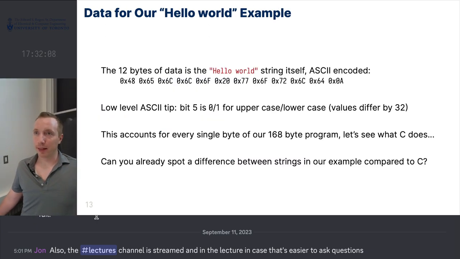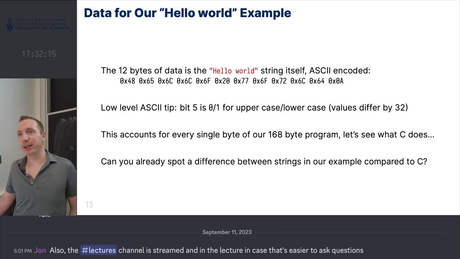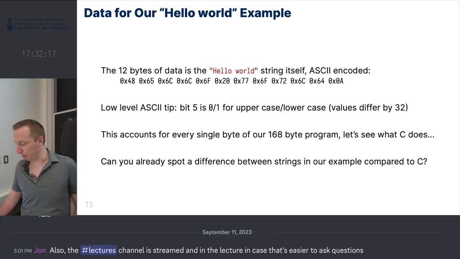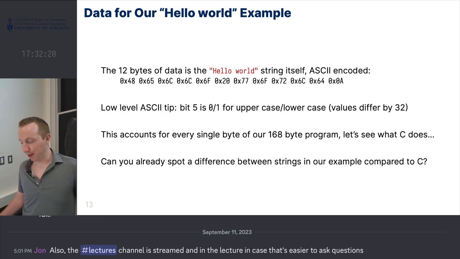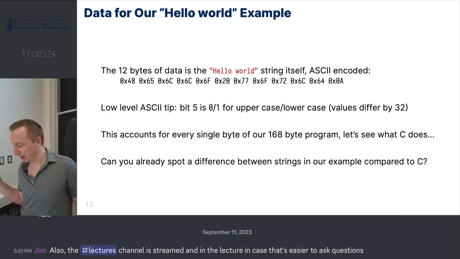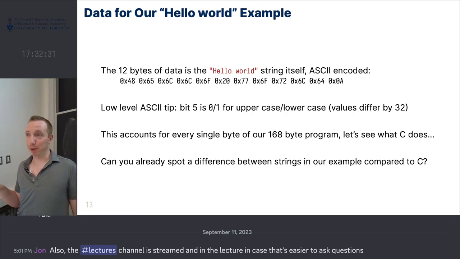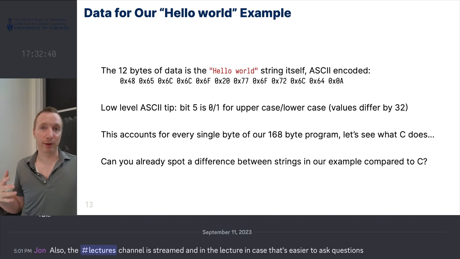So the next 12 bytes, again, are the data. They're ASCII encoded. Do you need to know ASCII encoding? No, not really. Should you know what it is? It probably won't be bad. There's a low-level tip if you ever get really into ASCII because of the way they designed it. If you want to figure out whether a character is upper or lowercase, you only have to check a single bit. So bit 5, if it is 0, it means it's an uppercase. If it's 1, it means it's a lowercase, which just means the values differ by 32.